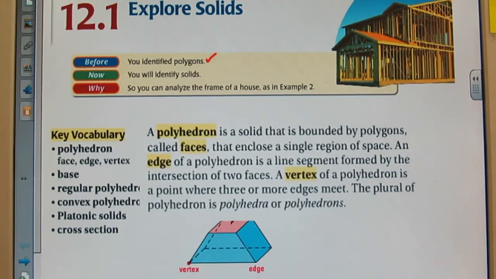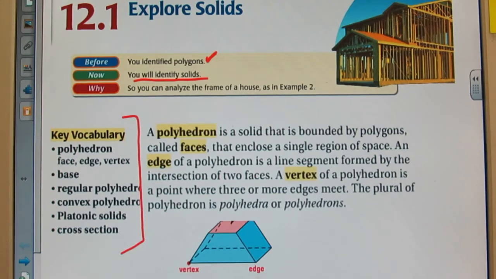This lesson is 12.1, Explore Solids. Before, you identified polygons, and now we're going to identify solids. The key vocabulary you should have already defined in your notes or on the paper that you printed off.